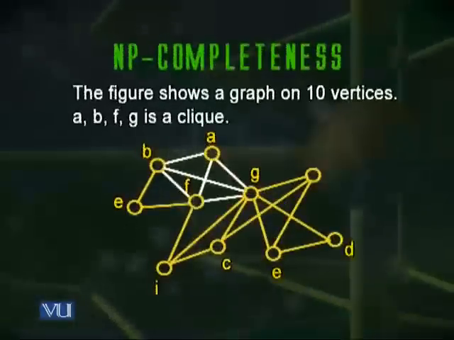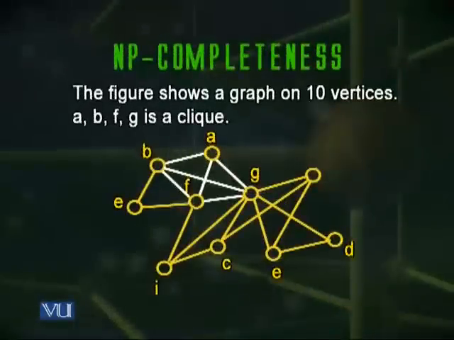So if I take a subset of the original vertices, and if every pair within this set has an edge between them, then I call this subset a clique in the graph. For this concept to get clear, let's look at a few examples of graphs and cliques inside them.